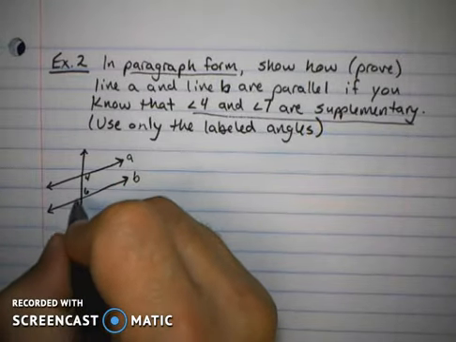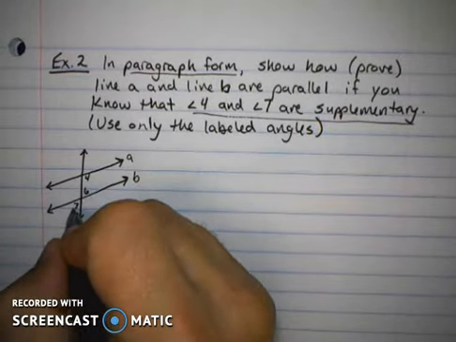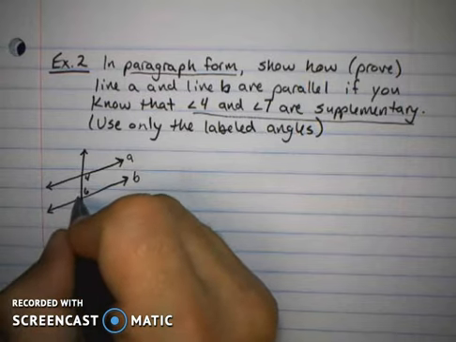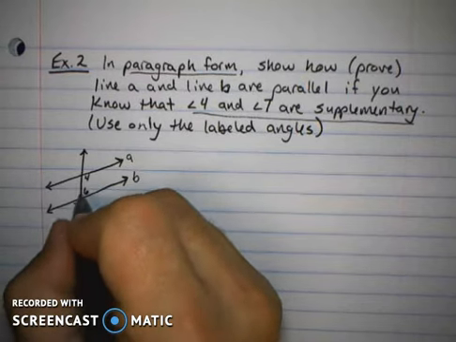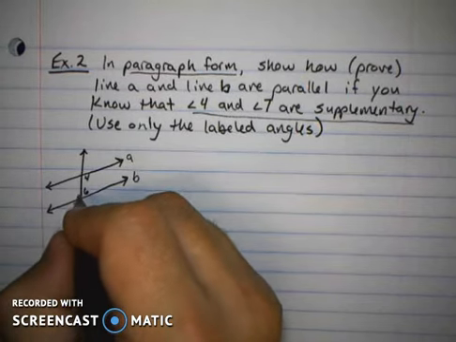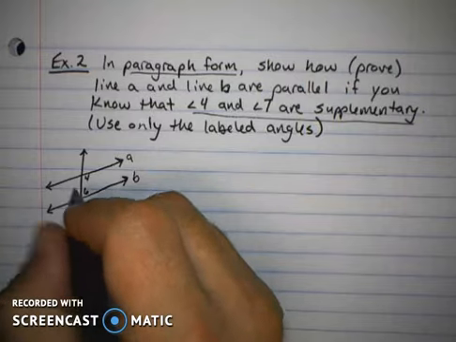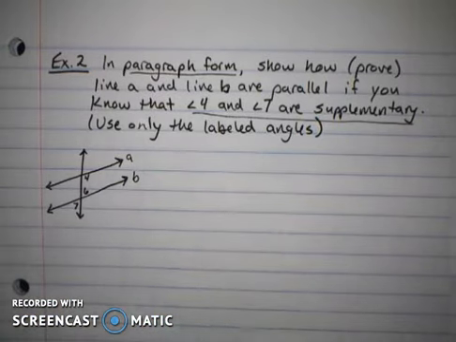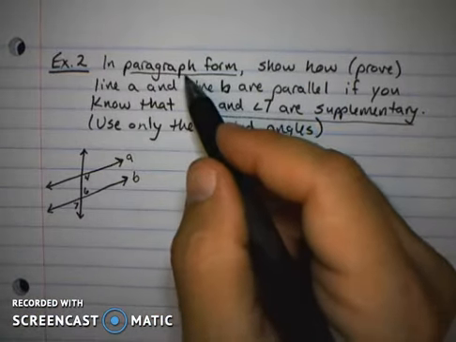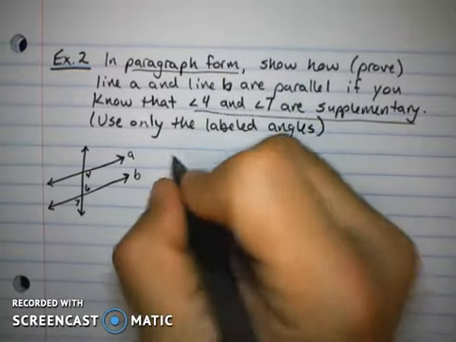Now 4 and 7 are not a specific angle relationship. Okay? We know that 7 and 6 are vertical angles, and we know 4 and 6 would be consecutive interior angles. Okay, so here's how we're going to go through this. We're going to start with the given information. We will always start a proof in paragraph form by this statement.